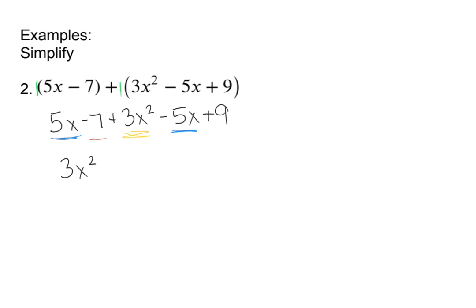I do have a negative 7 plus 9. Negative 7 plus 9 is positive 2. And so this would be the simplified version of that addition of polynomials.